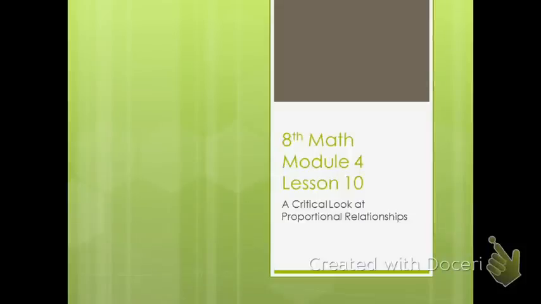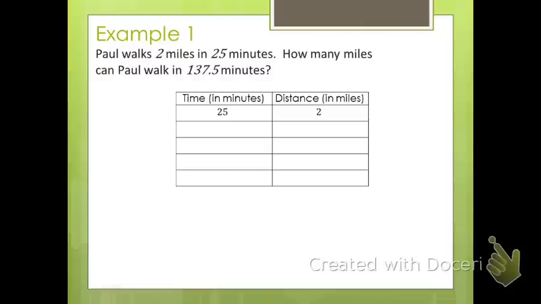Okay, welcome to Lesson 10 of Module 4. This is titled A Critical Look at Proportional Relationships. So we've been doing linear equations. We've been looking at linear equations in one variable and solving them, classifying the solutions. We've done quite a lot with that. And we're going to continue in this lesson to look at how proportional relationships play out in linear equations.